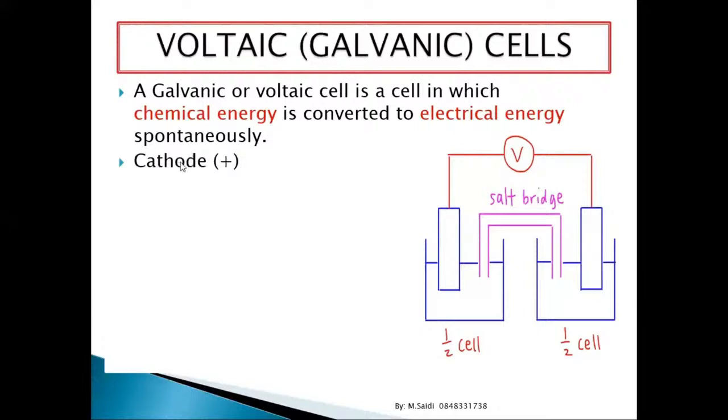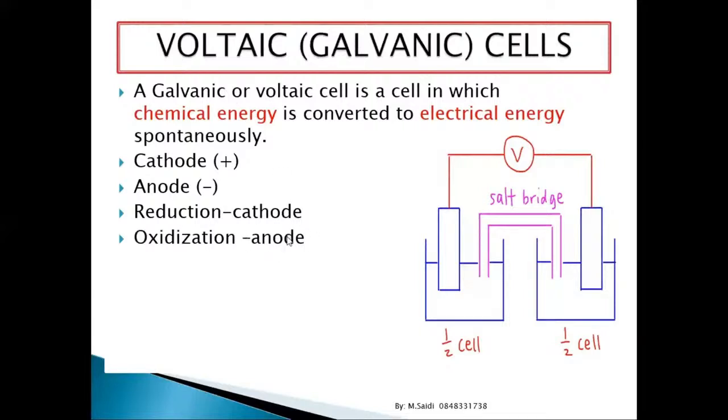The cathode is positive. Remember, in an electrolytic cell, the cathode is negative. And then the anode is negative. Remember, in an electrolytic cell, the anode is positive. So remember that the electrolytic cell is the reverse of the galvanic cell. Reduction takes place at the cathode. This remains the same as in the electrolytic cell. And oxidation occurs at the anode. That is still the same as in the electrolytic cell.